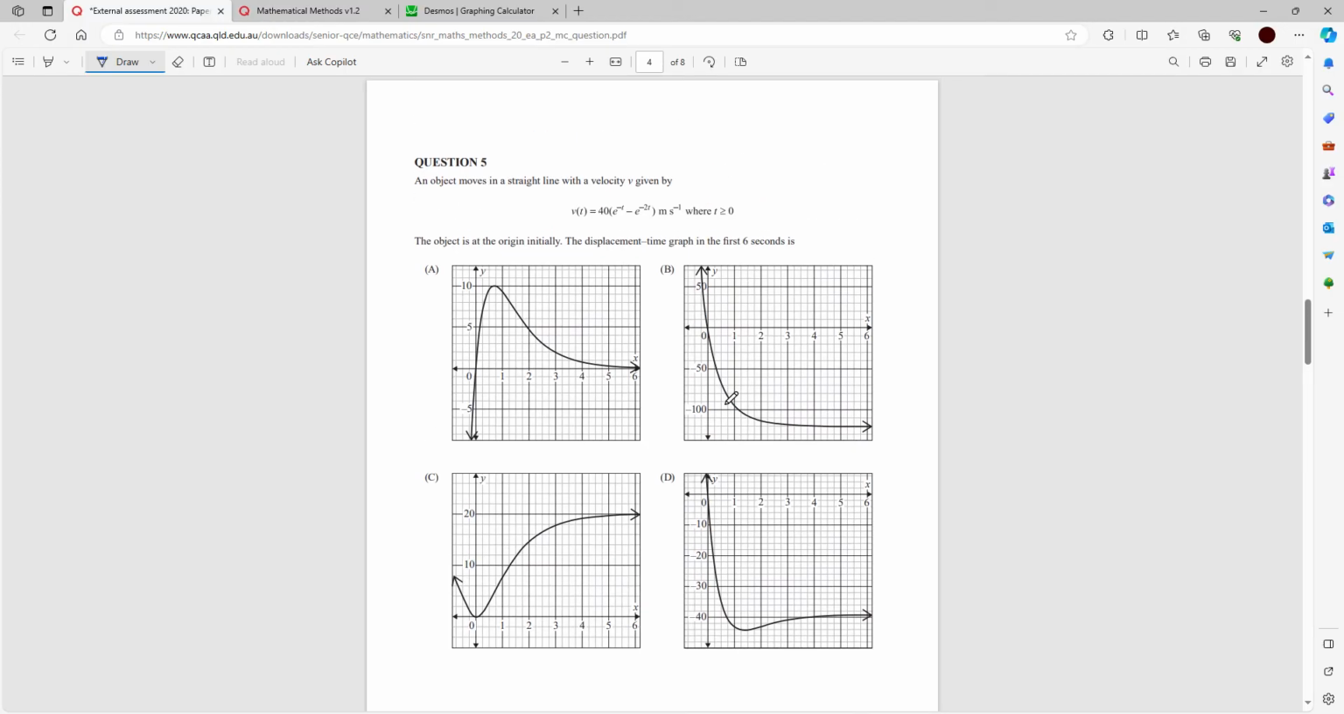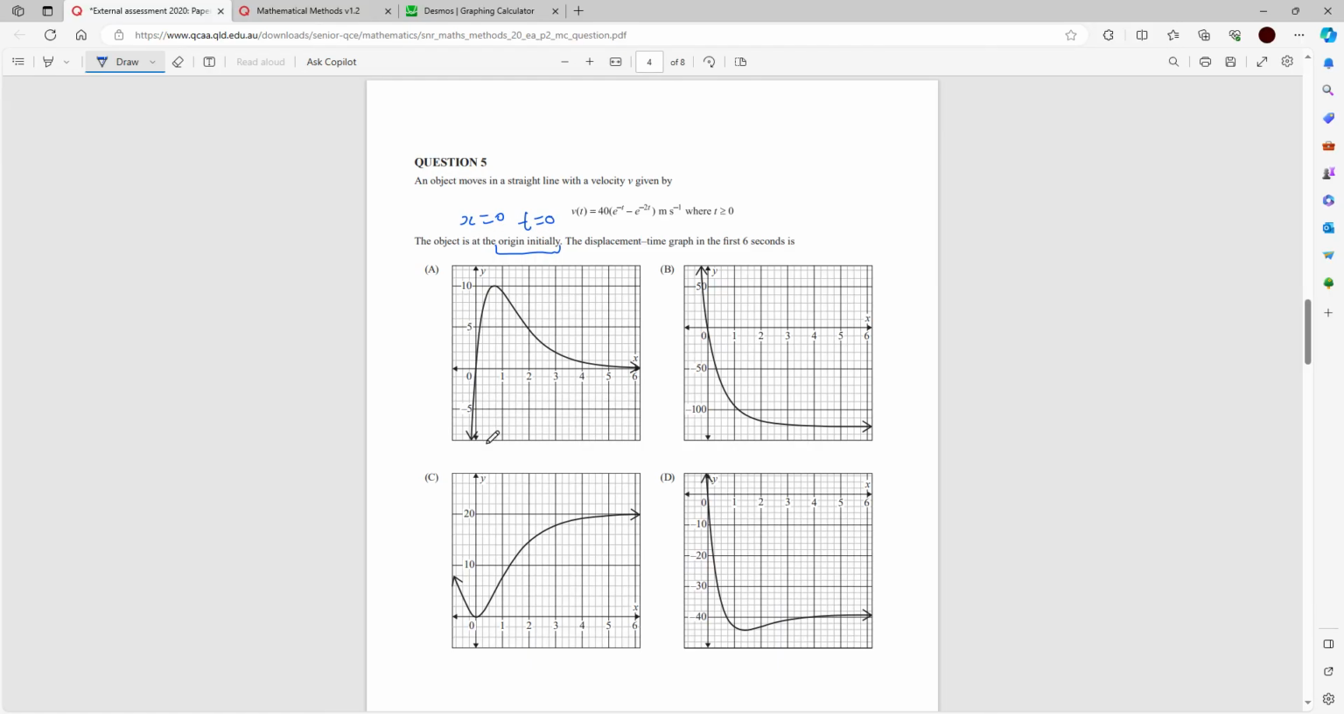So question 5. Okay, so an object moves in a straight line with the velocity given by v of t equals 40 times (e to the negative t minus e to the power of negative 2t) meters per second, where t is greater than or equal to 0. The object is initially at the origin. So what does that mean? Well, that means x is 0 when t equals 0.